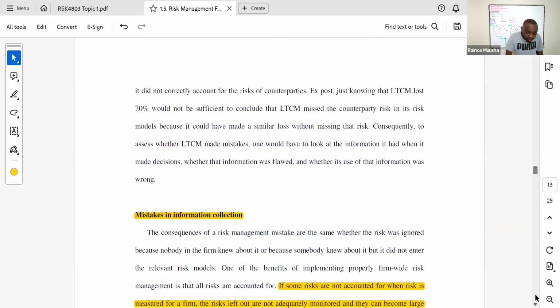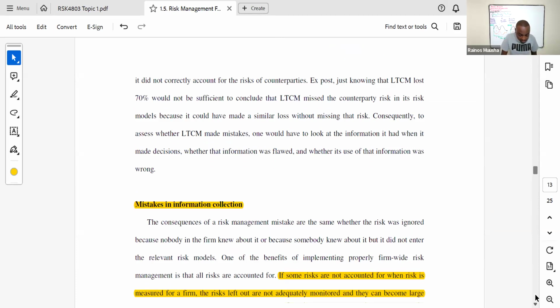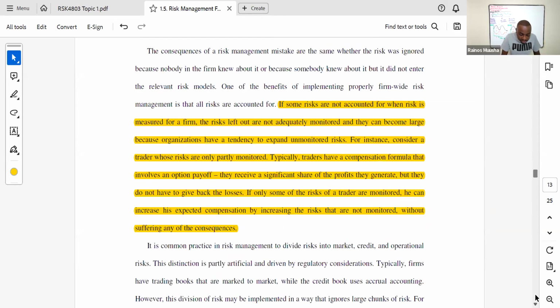The next risk management failure looks at mistakes in information collection. And here they say, if some risks are not accounted for when risk is measured for a firm, the risks left out are not adequately monitored, and they can become large because organizations have a tendency to expand unmonitored risks.